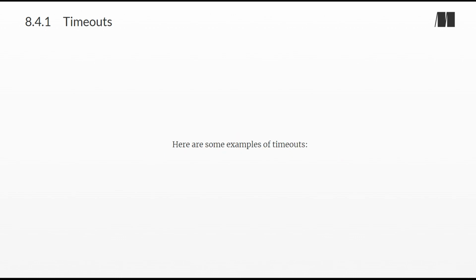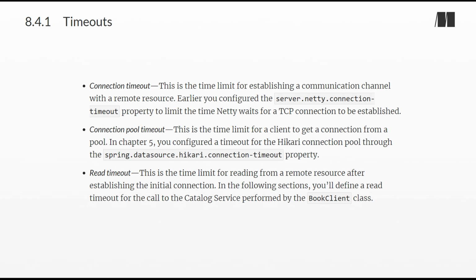Here are some examples of timeouts. Connection timeout. This is the time limit for establishing a communication channel with a remote resource. Earlier, you configured the server.netty.connection-timeout property to limit the time Netty waits for a TCP connection to be established. Connection pool timeout. This is the time limit for a client to get a connection from a pool. In Chapter 5, you configured a timeout for the Hikari connection pool through the spring.datasource.hikari.connection-timeout property. Read timeout. This is the time limit for reading from a remote resource after establishing the initial connection.